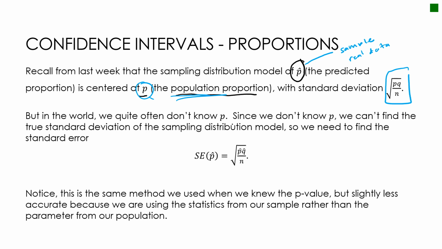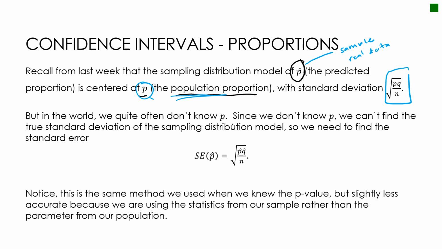However, in the real world, we often don't know p. So we don't go into it knowing that 53% are going to vote for a certain candidate. So all we can do is look at the data that we actually gather ourselves and then try to make some inferences based on that.